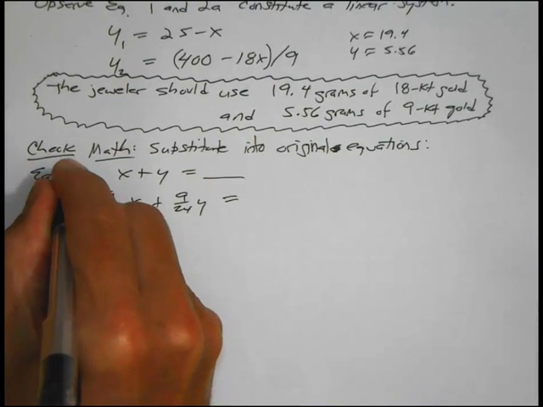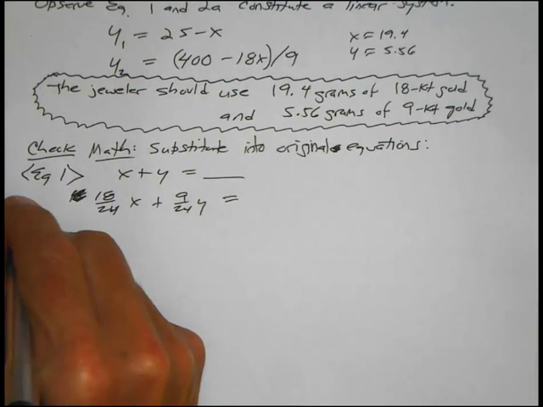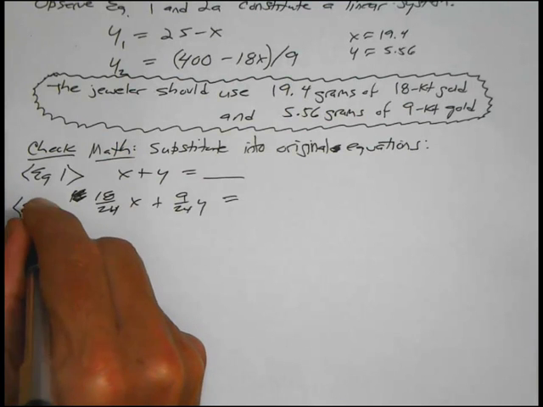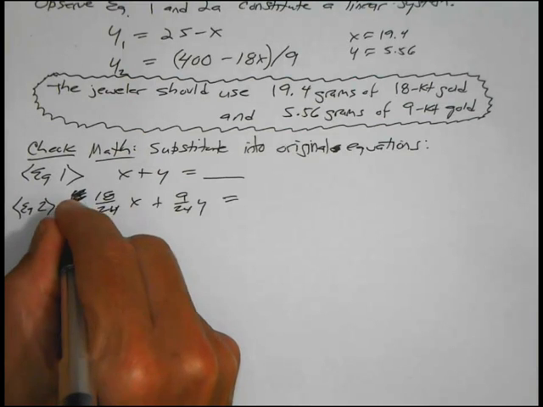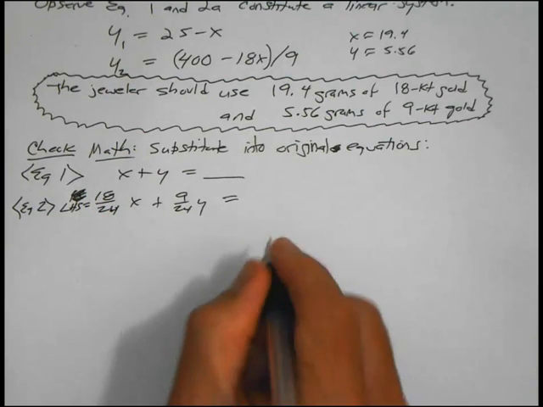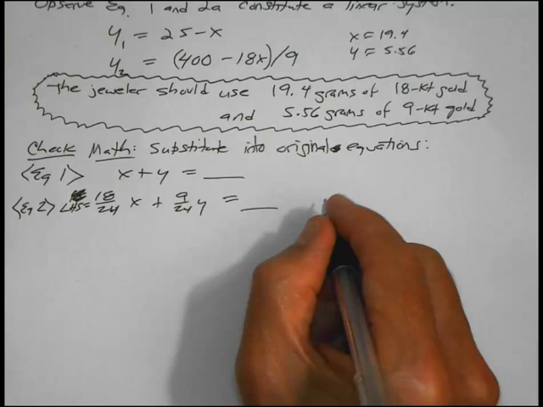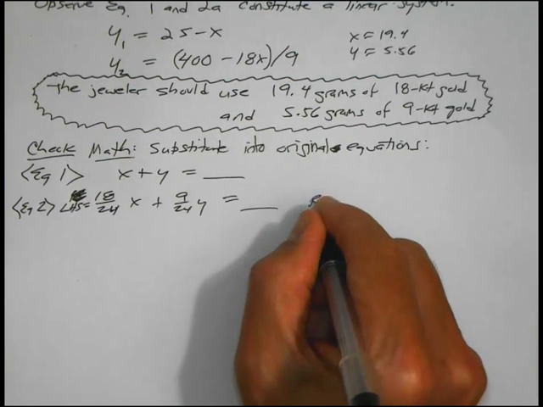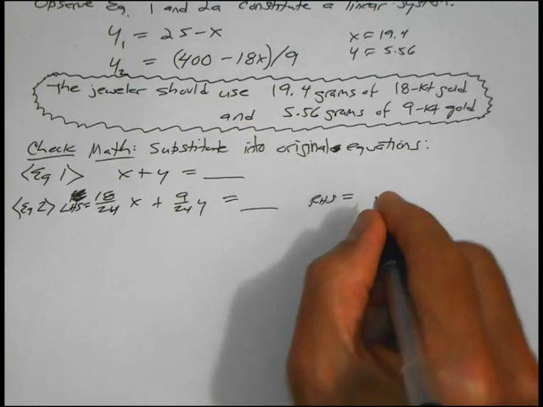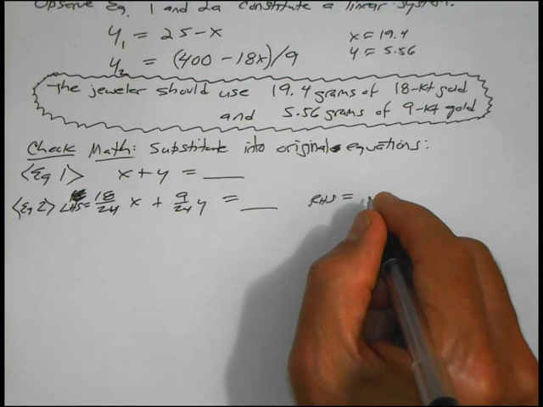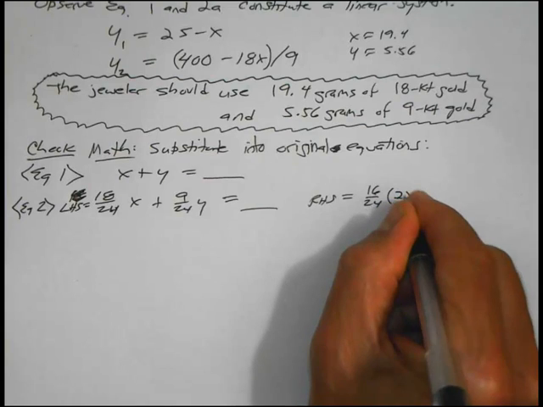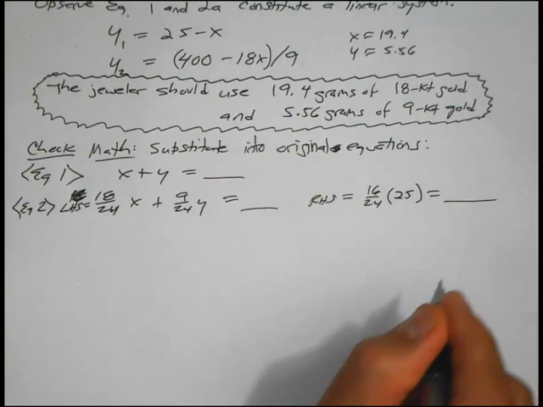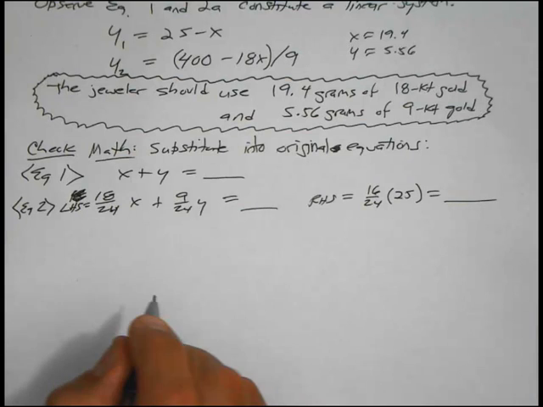This is equation 1, this first one. Here's equation 2. This here is the left-hand side, LHS. We'll see what it is, and then we will take the right-hand side of this same equation, which is 16 over 24 times 25. We'll see what that is. These two need to be equal.